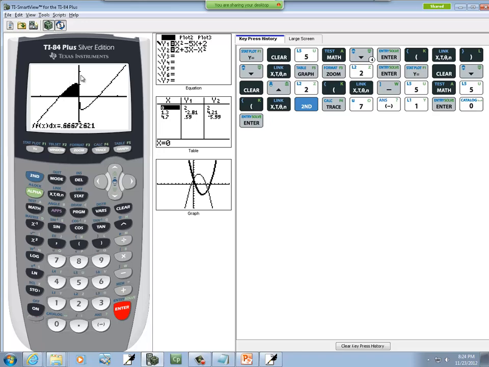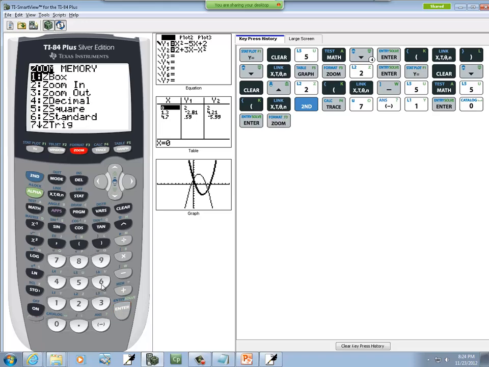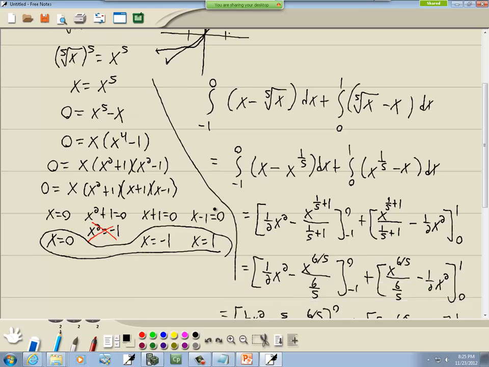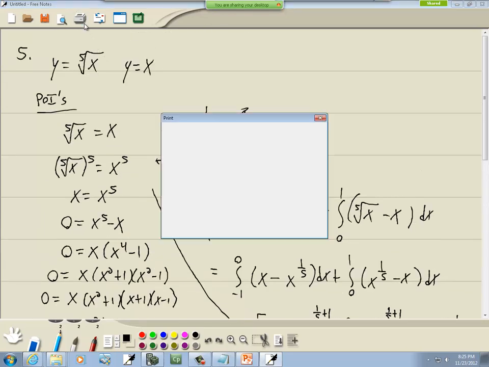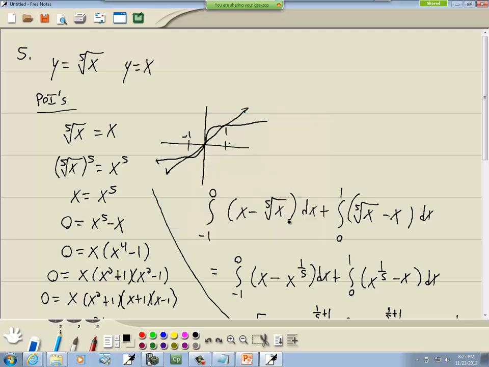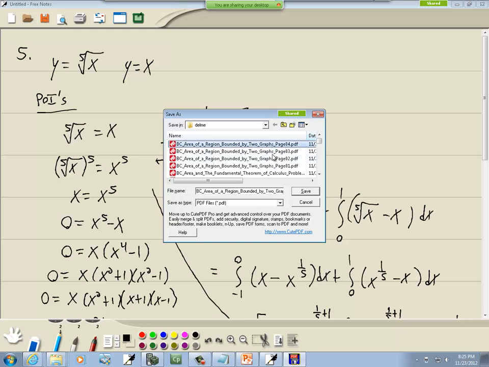Now, my calculator is not set back to the normal zoom. To fix your calculator, press zoom and choose number 6 for Z standard. That'll set it back to your standard viewing window, if you're following along with this. Let me save this. There we go.